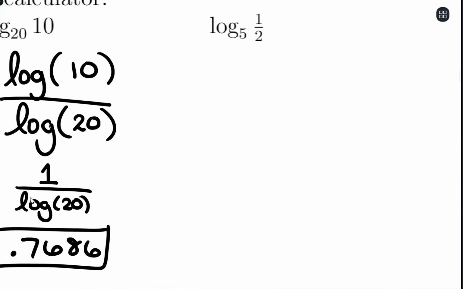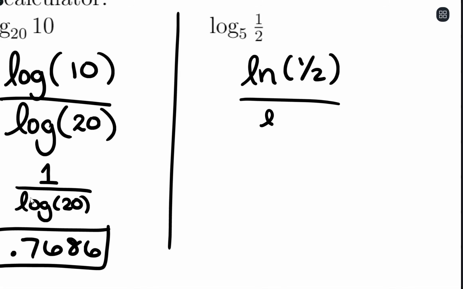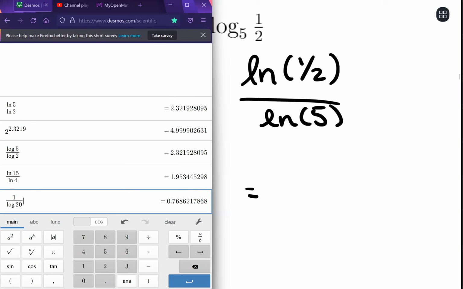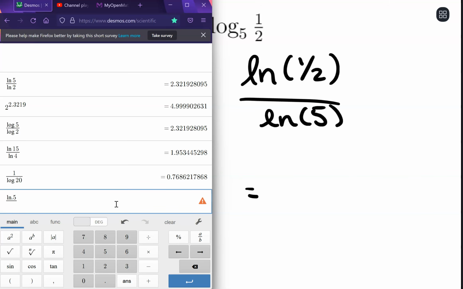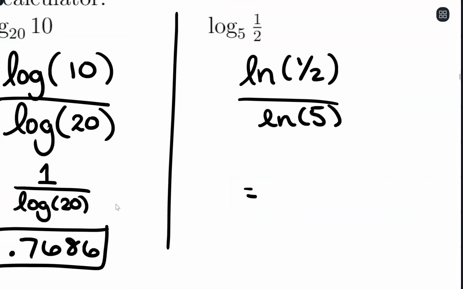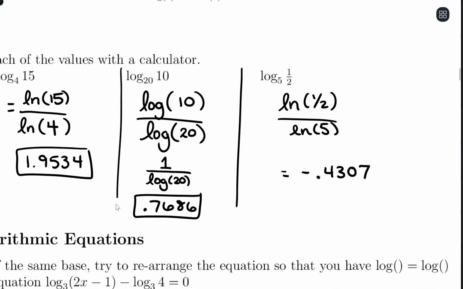All right, last one here. Logarithm base 5 of 1/2. Let's go natural log of 1/2 over natural log of 5 and plug that in a calculator. Natural log of 1/2 divided by natural log of 5 is a negative 0.4307. And I like to do that one to show that we can get negative numbers out.